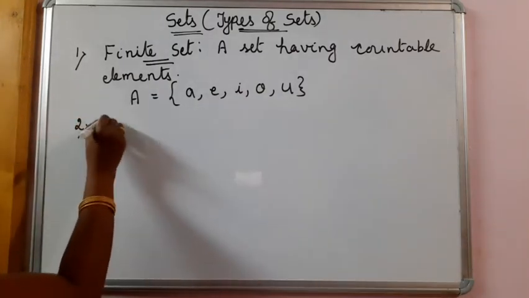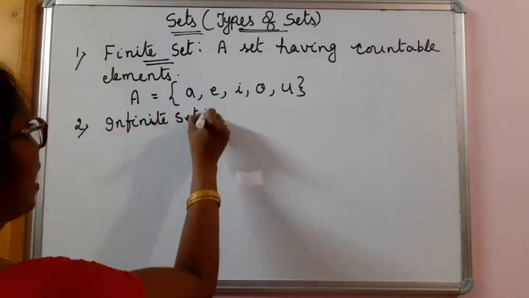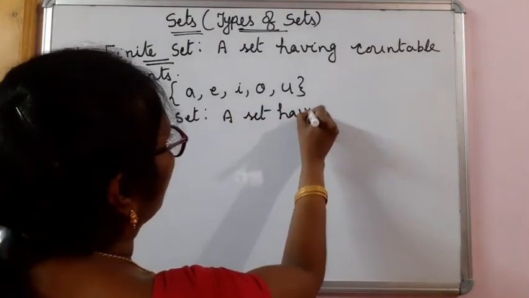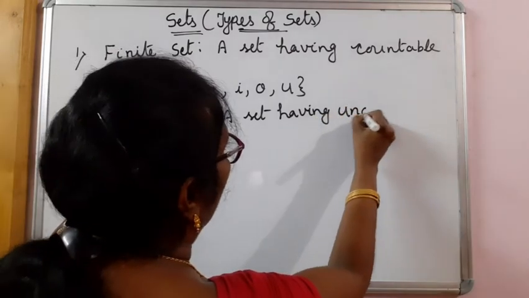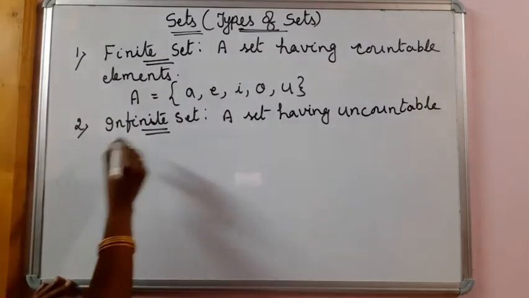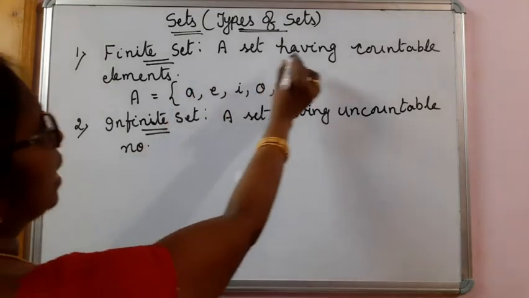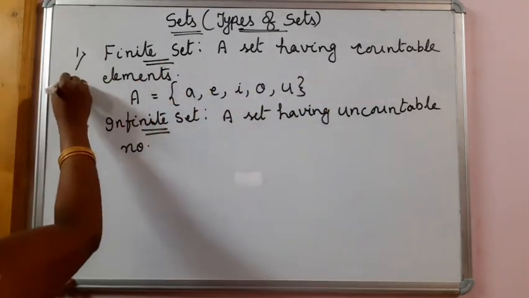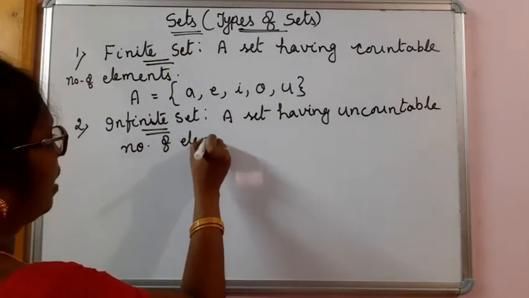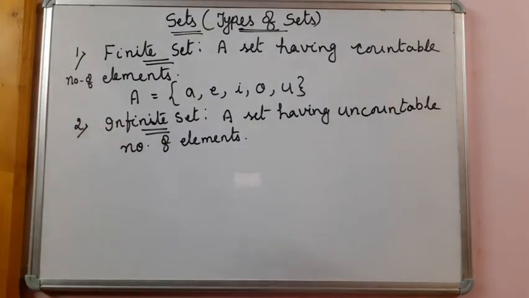Okay. And your second type of set is infinite set. The name itself shows us a set having uncountable number of elements. That means infinite number of elements. A set having countable number of elements, where we can count. And a set having uncountable number of elements is called an infinite set.